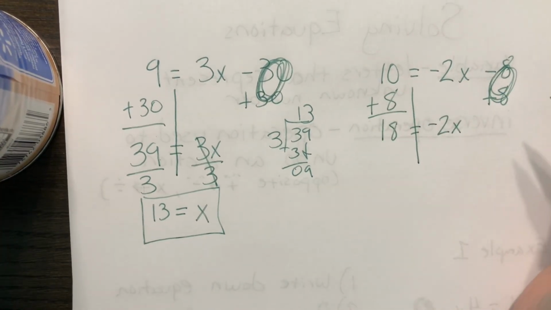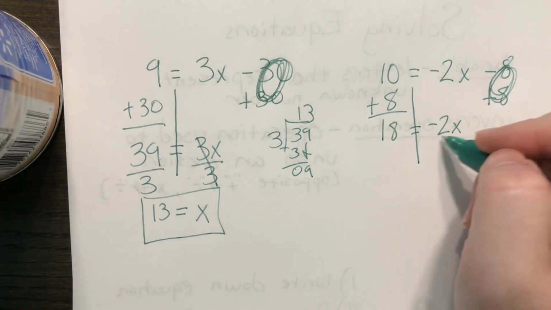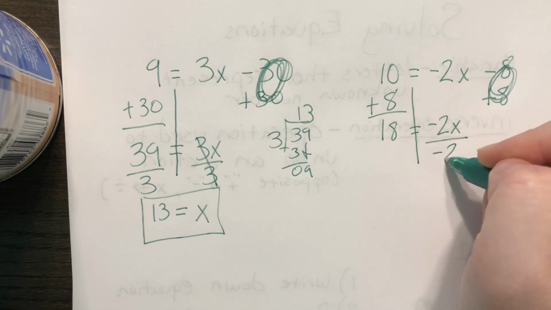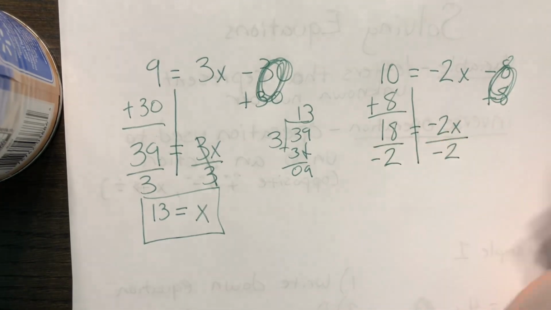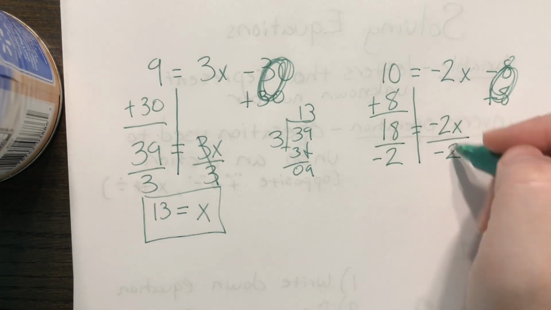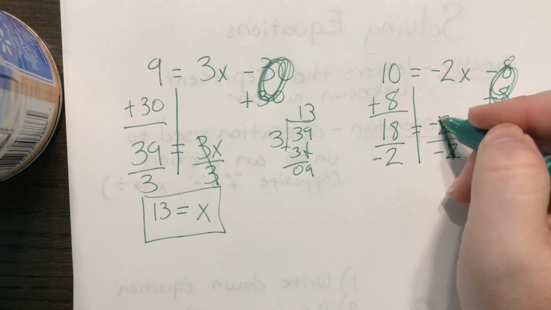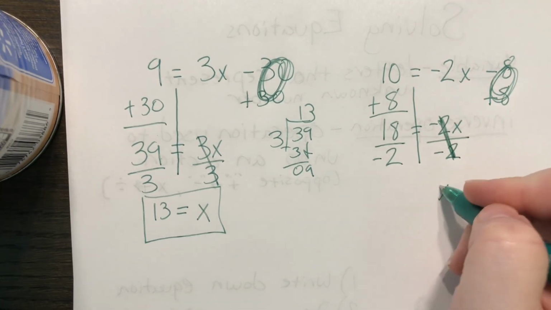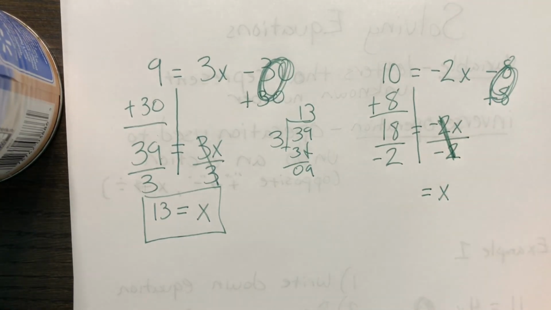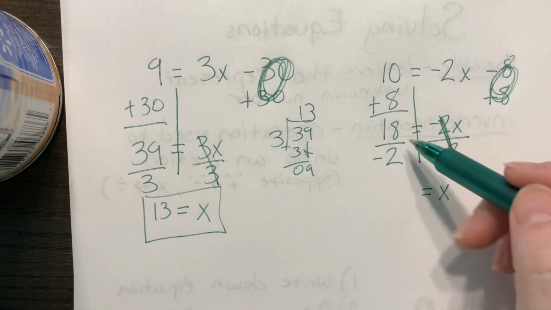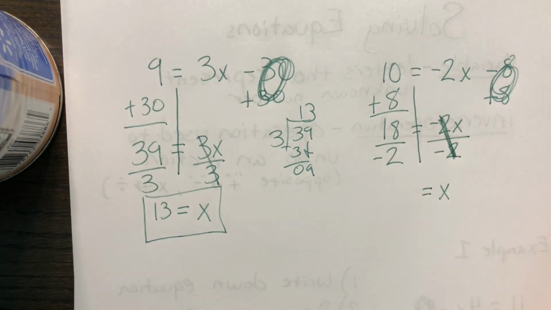Now I need to undo any multiplication or division. So if they're multiplying by a negative 2, I've got to divide by negative 2 to get rid of that and move that over. This will turn into a 1, which just makes it 1x. So all I have left is 1x there, because those cancel each other out. And then 18 divided by negative 2.